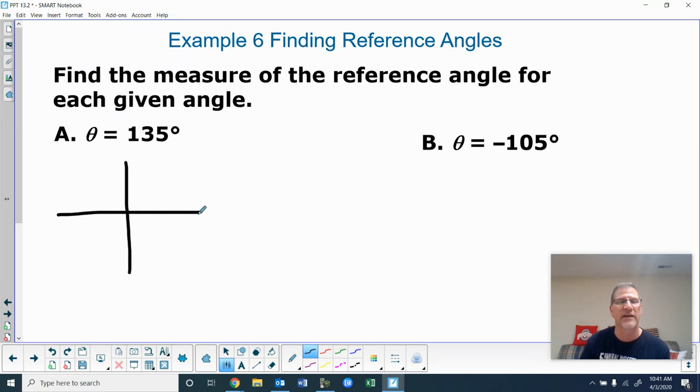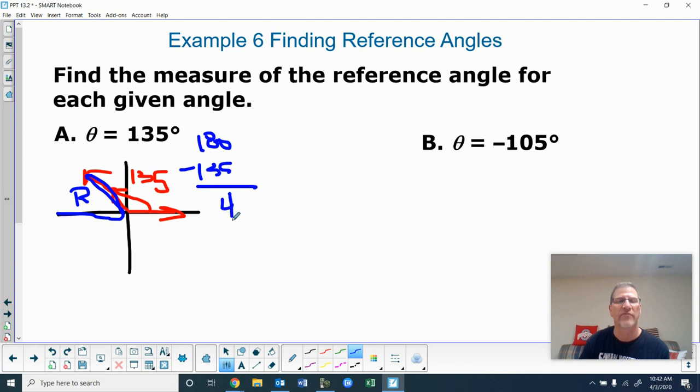Here's my y-axis, my x-axis. 135 degrees starts here and stops over here somewhere. All right, so that's 135 from there to there. My reference angle is this angle between here and there. So you go 180, because remember, halfway around is 180, minus 135. And you get 45. So the reference angle would be 45. It's always positive, always less than 90, okay?